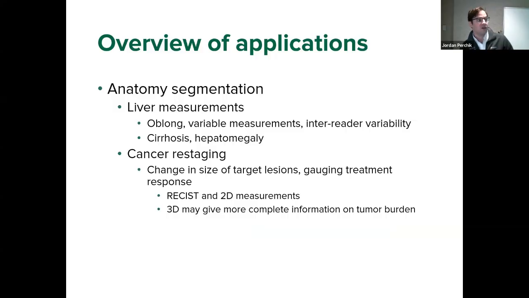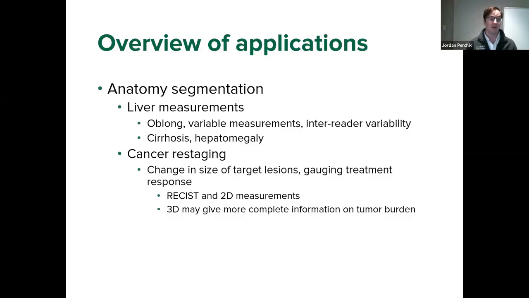Another area where we have some more unique applications is anatomy segmentation. This is very important for our oblong, somewhat unusually shaped organs in the abdomen that we would like to track changes in size over time, or have more accuracy when we're determining, oh, is this enlarged or is this small for the patient or for the patient's size?